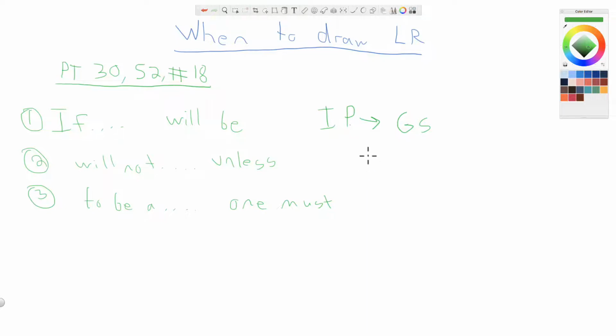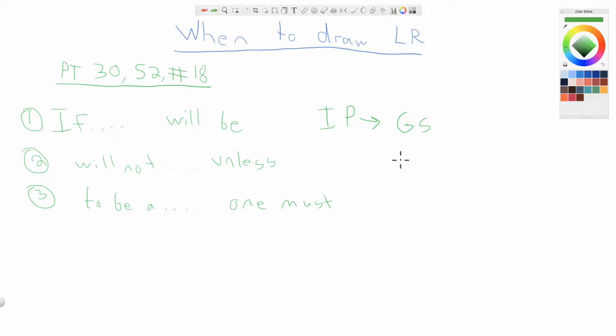I like using the cat tail example because it's simple enough that you can think about it, but it doesn't present any traps where you'll get it backwards. So you will not be, unless. Really, what comes in front, or what comes along with the will not, is actually the sufficient condition. So if they say you will not be a cat, you just write cat. Unless you have a tail, you write tail.